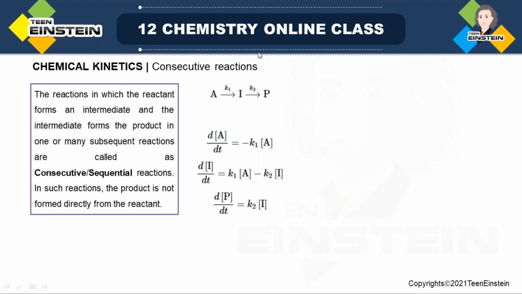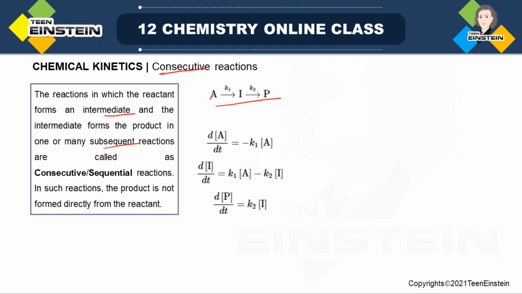And in case of consecutive, from the name it will be clear that first there will be one step and then there will be another step. So the reaction in which the reactant first forms an intermediate, and then this intermediate forms the product. Now it may be one or many subsequent reactions. Here for simplicity we have taken only two steps.